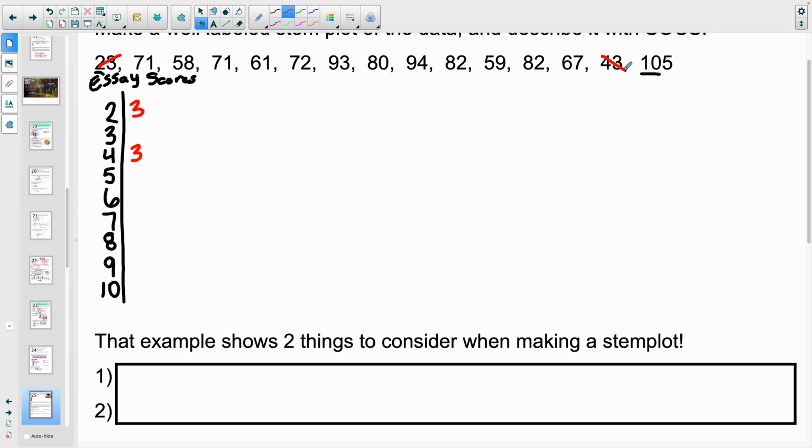Then we have 58 and 59. 58's here, 59's here. We have 61 and 67. Then we have 71, another 71, and a 72. We have an 80 and two 82s, so 82, 82. Then we have 93 and 94. And lastly, 105.